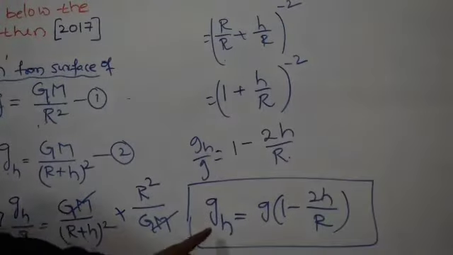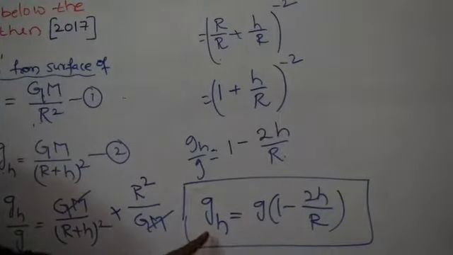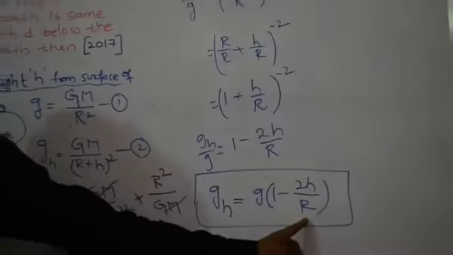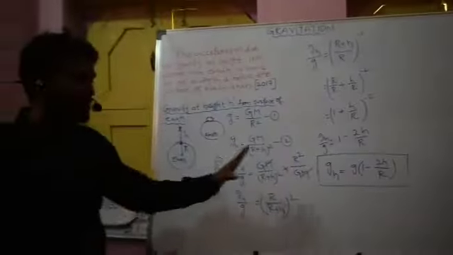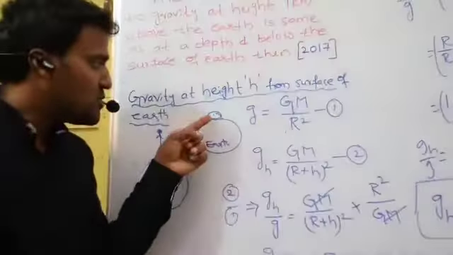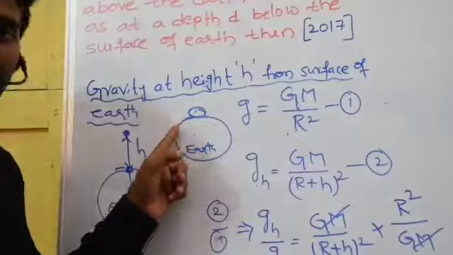Gravity at a certain height: gh is equal to g into (1 minus 2h by r). See how I derive this equation, I am telling. I want to tell once again. When an object is placed on the surface of the earth, this is earth.